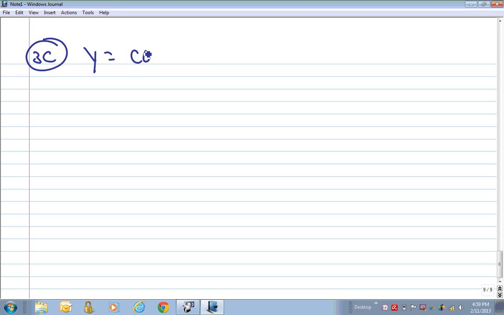3C. Y equals cosine x minus pi. This time, no amplitude change, no reflection, so our amplitude will remain 1. But this time we have a left and right shift. Remember, when it has to do with x values, it's opposite of what you think. So this says minus pi, and we're going to move to the right a distance of pi.